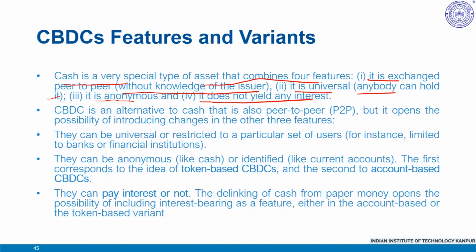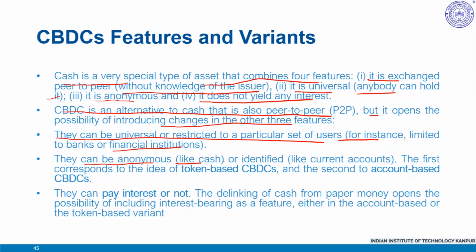Now here CBDC provides an alternative to cash that is similarly a peer-to-peer exchange, but it opens the possibility of introducing changes in the other three features. Let's discuss them one by one. First and foremost, CBDC can be universal or restricted to a particular set of users. For example, it can be limited to banks or financial institutions. CBDCs can be anonymous like cash or identified like current accounts. So that feature is there.